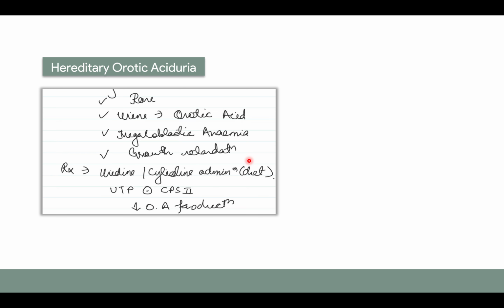So, this UTP is going to inhibit carbamyl phosphate synthase 2 enzyme, hence decreasing the production of orotic acid in the body.